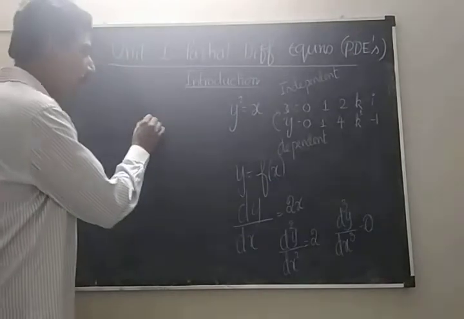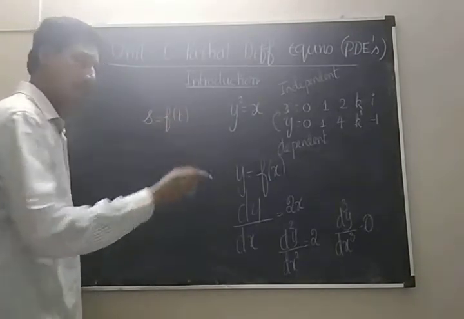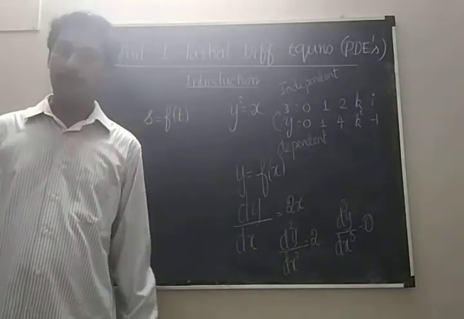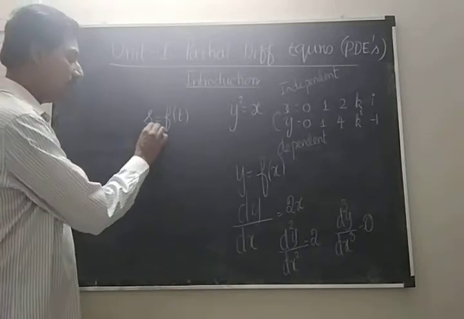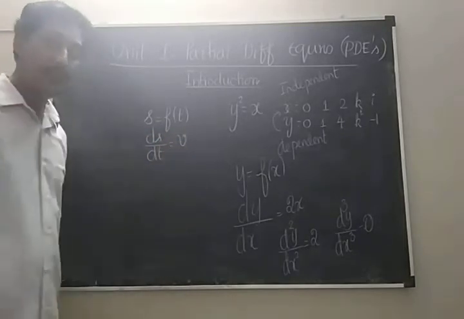See the example. What is the displacement function s? s is a function of time. Remember? Isn't it? Displacement is a function of the time factor. So what is the rate of change of the displacement s with respect to time t? It is called the velocity.